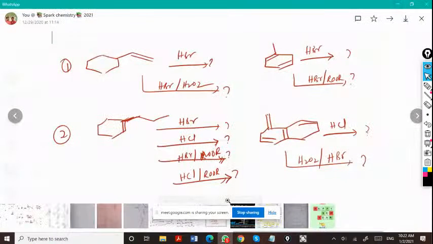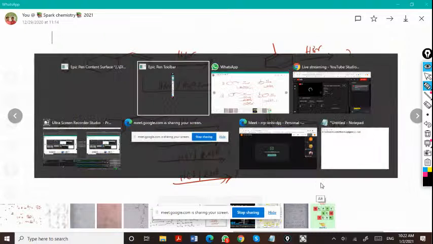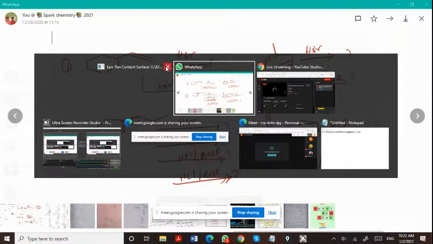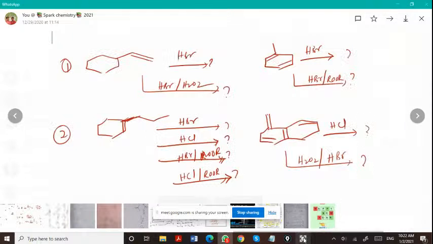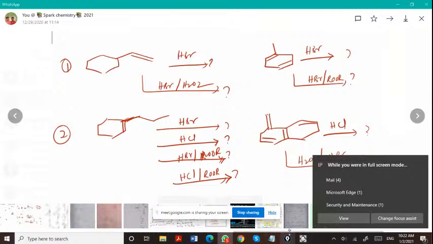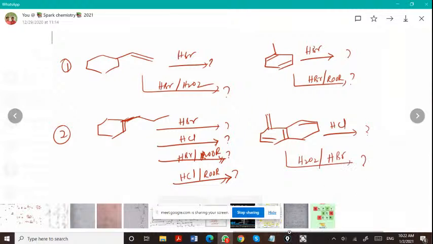Let's begin with the previous workouts based on the free radical addition reactions. So this example indicates the difference between the electrophilic addition reaction and free radical addition reactions. So here, whenever HBr is there, simple HBr is going to give the addition product, which is an electrophilic addition reaction.